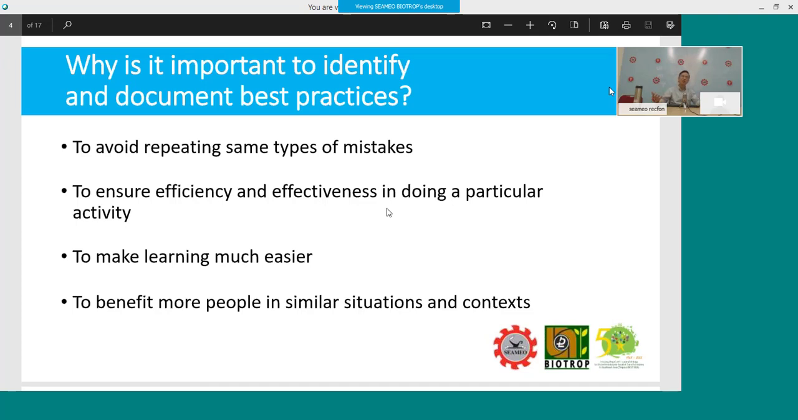Okay, so hopefully at this point you're already getting what is the best practice and what is the importance of identifying and documenting our best practices. If you have some questions, just jot it down. Later on we will discuss. You will be having an open forum for any questions or clarifications that you would like to have. But this time I would like to move on to the next topic. Next slide.